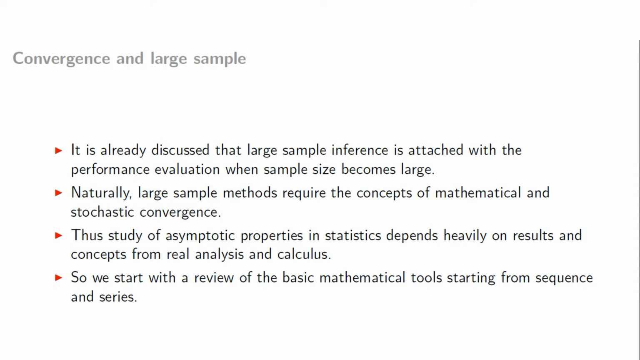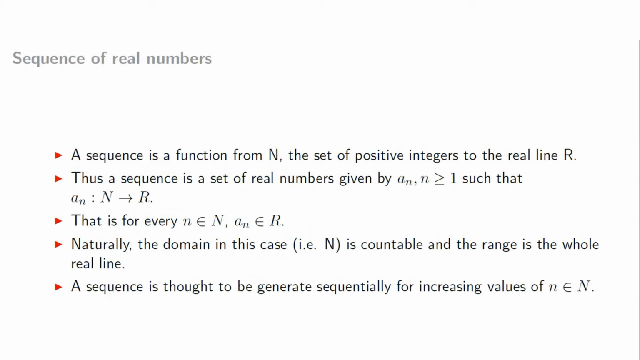So, it is already discussed that large sample inference is attached with the performance evaluation when sample size becomes large. Naturally, large sample methods require the concepts of mathematical and stochastic convergence. Thus, the study of asymptotic properties in statistics depends heavily on results and concepts from real analysis and calculus. So, we start with a review of the basic mathematical tools starting from sequence and series. So, we start with sequence of real numbers.